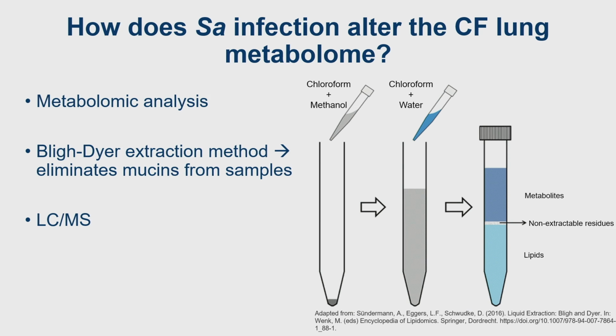An important thing to note is that for our samples, we're using bronchoalveolar lavage fluid from rats. We have to use the Bligh-Dyer method of extraction. This is not the standard method, but the reason we have to use it is because our rats have a significant amount of protein in the BALF, and that protein is mucin, because not only do they have the CF phenotype, but when they're infected, they're producing a lot of mucus. That BALF is then subjected to LC-MS.